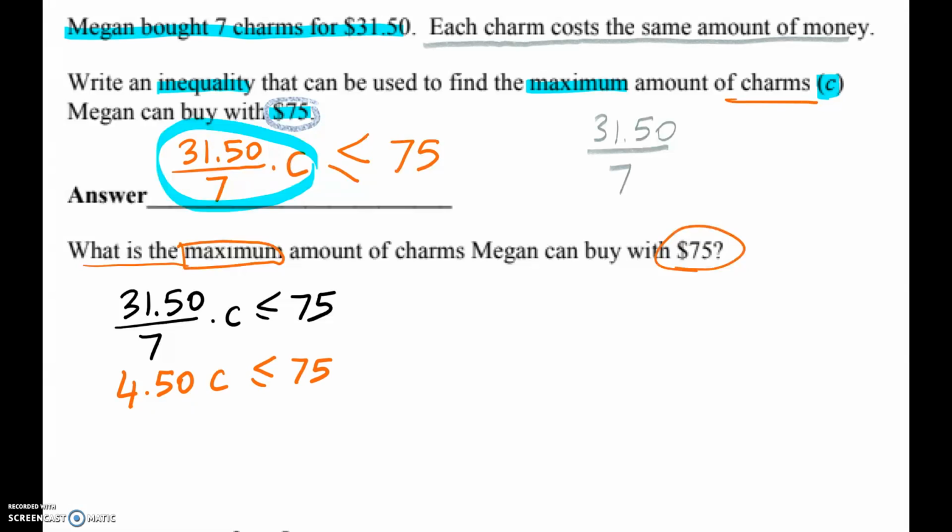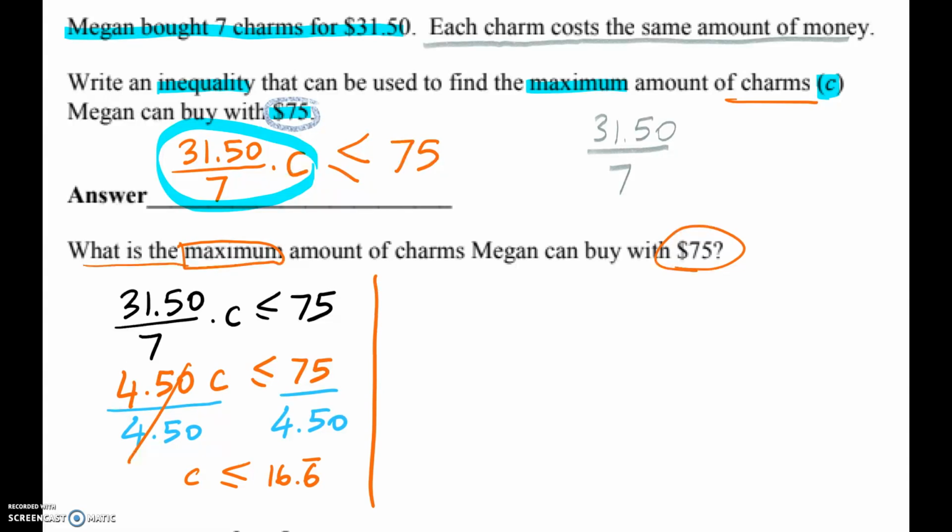It is time to divide both sides by 4.50. If you do that, you don't need to flip the sign because you're dividing both sides by a positive number, not a negative number. C is alone. C is less than or equal to, let me use my calculator, 75 divided by 4.50, which is 16.6 repeating. All right. So C is a number which is less than or equal to 16.6.